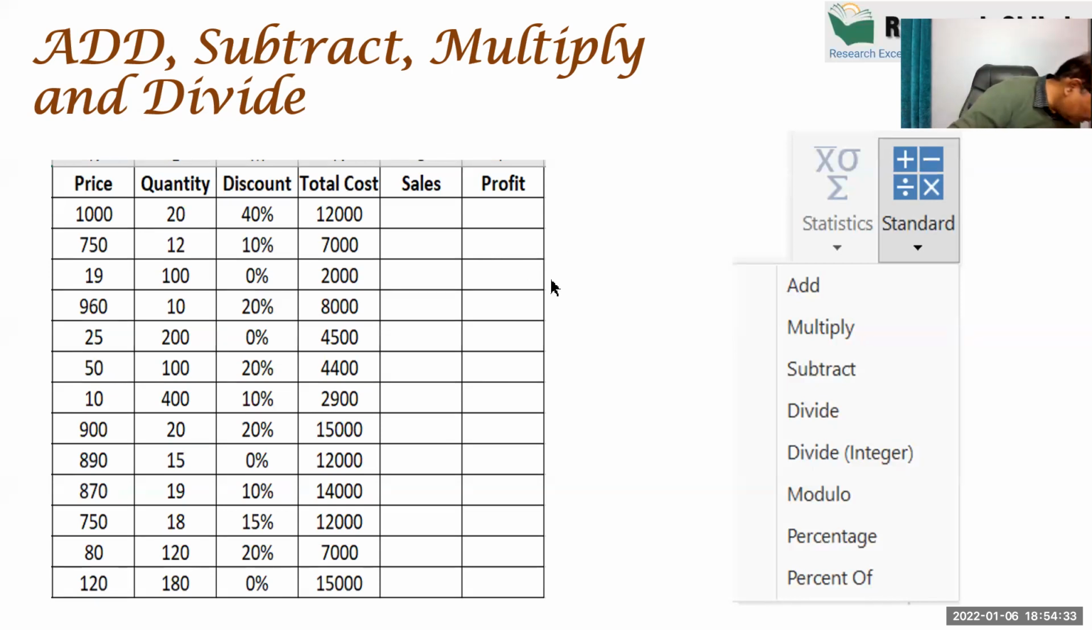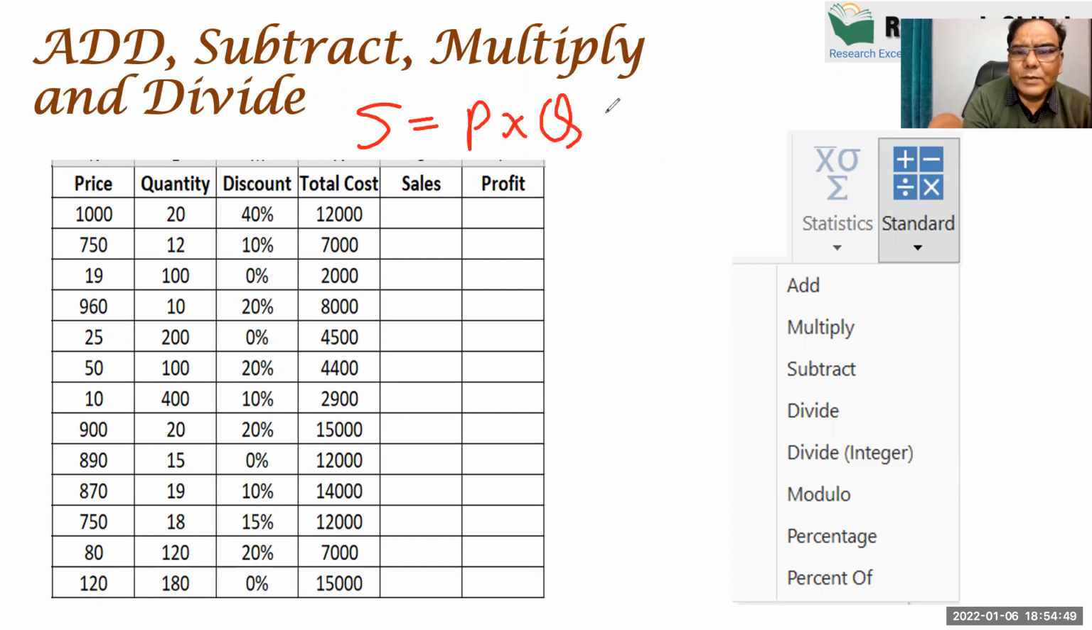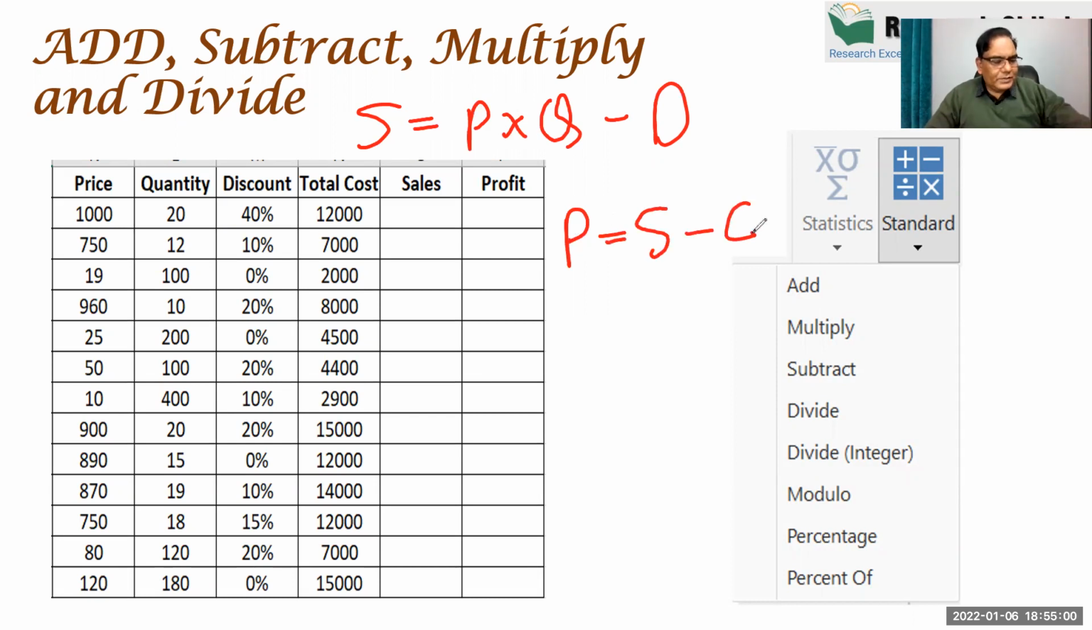So let me try to write here. I'm going to use sales equals price multiplied by quantity minus discount. This formula I'm going to apply here, and profit is equal to sales minus cost. So two formulas I'm going to apply here. We have to learn how we can apply the formulas in Power BI.